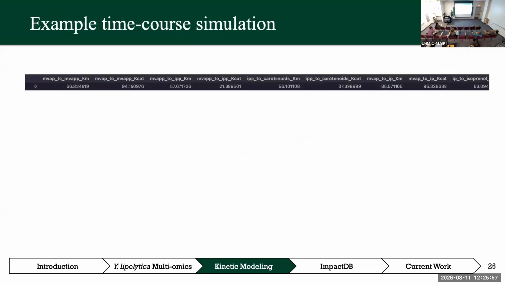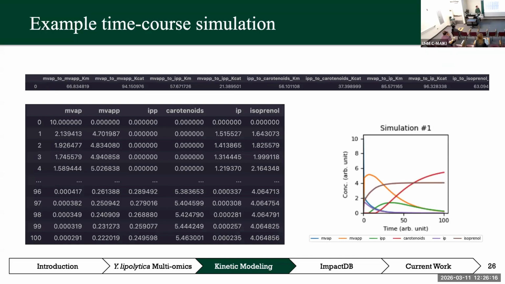In order to figure out which of those reactions is most important, or which enzymatic parameter is the most important, we're going to do a lot of simulations and see which parameter has the biggest effect on the final output. So here's one example set of parameters, generated randomly. And then we can simulate time course data.